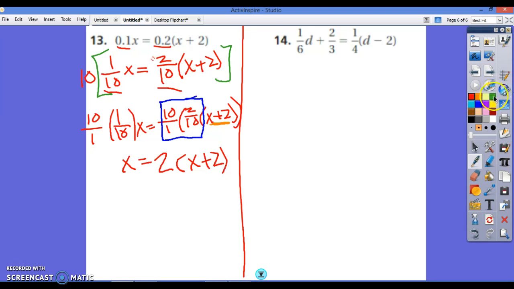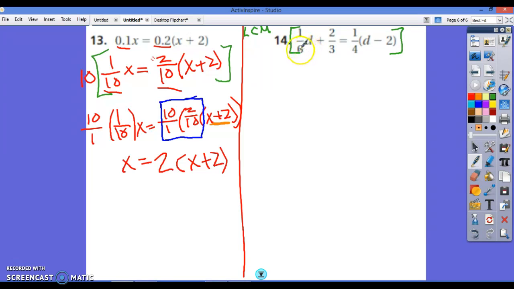Number 14, in class we talked about this one. Remember, this one, we have a lot of fractions here, so we want to get rid of them all. But for you to get rid of them, you have to think about what is the least common multiple. So here, if I just think about 6, well, I know that 6 and 4, they're not common multiples of each other. Not yet, at least.